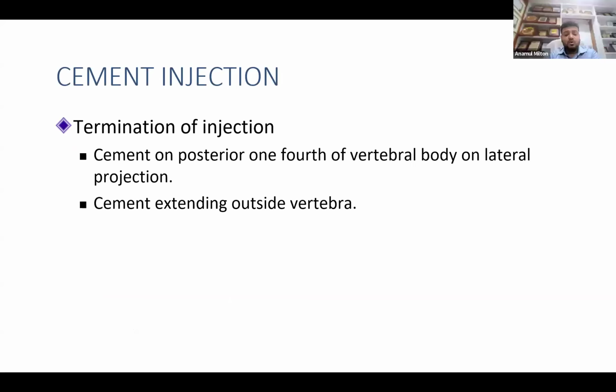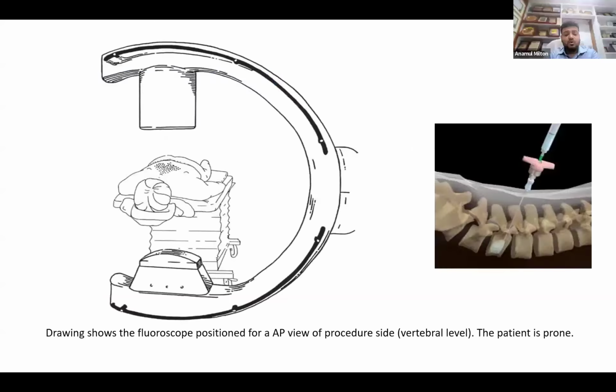Before you terminate the injection, usually we fill the anterior 2/3, and the posterior 1/3 or posterior 1/4 area we never ever fill with the cement. Okay, this is a very important thing.